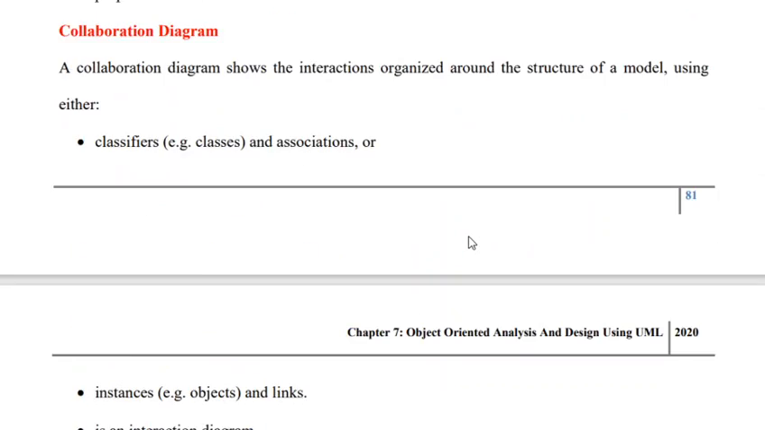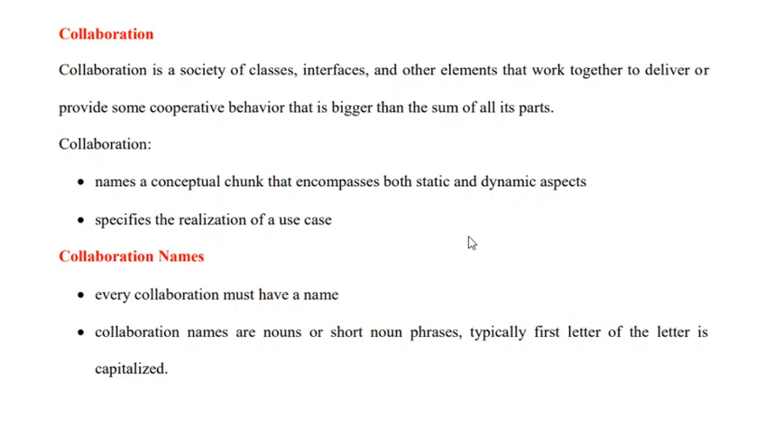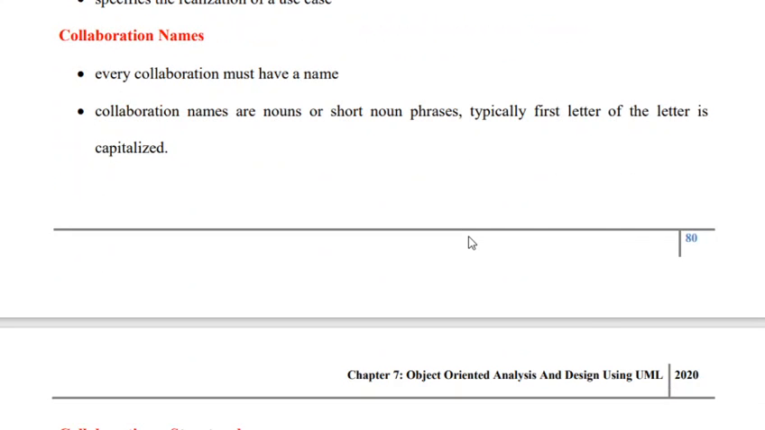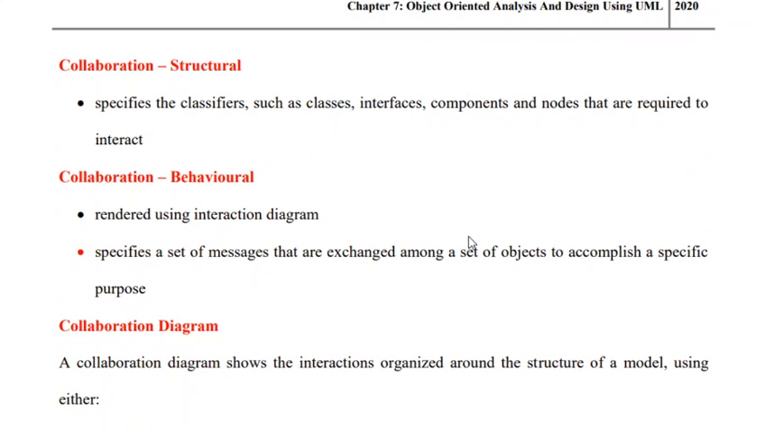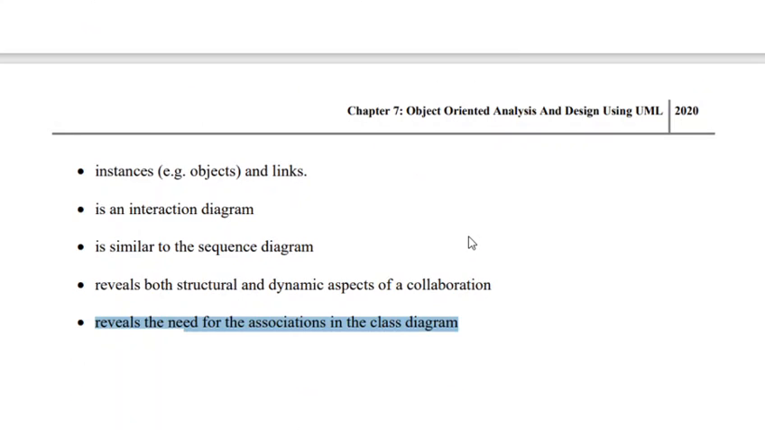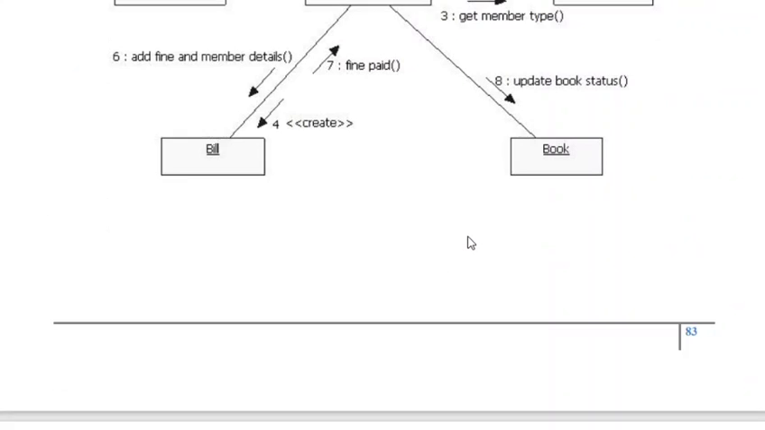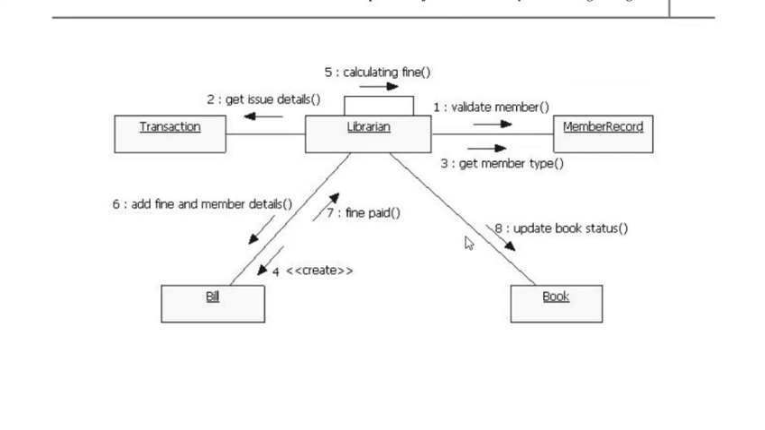Okay. So in today's class, we learned about what is collaboration. We learned about why it's important to give names to the collaboration. We learned about the structural and the behavioral aspects of collaboration. Then we moved on to the collaboration diagram. We tried to understand what a collaboration diagram is, and we took an example of a scenario where we are trying to enable a librarian to receive a book that is being returned by the user, where the librarian will calculate the fine and eventually update the book status.